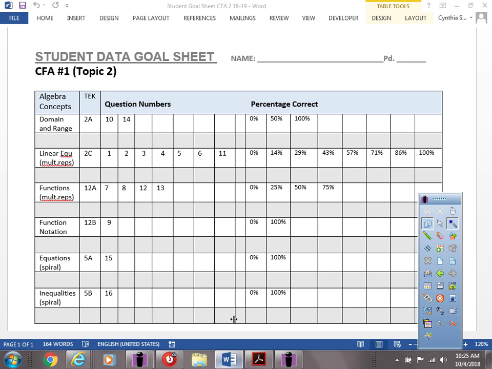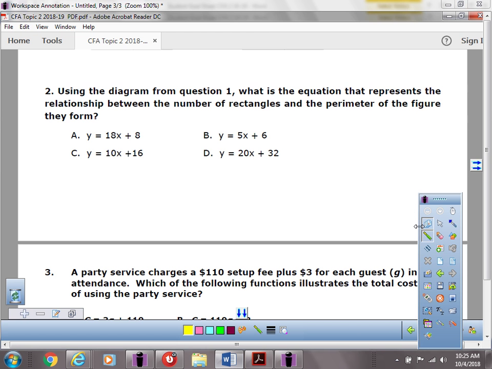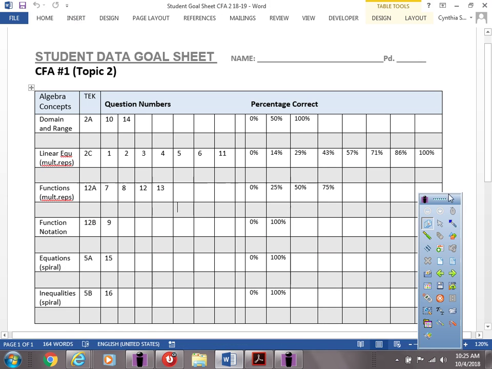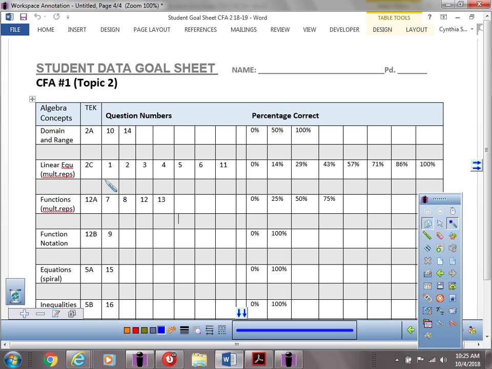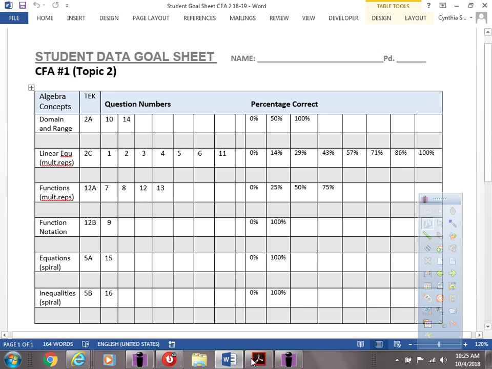Yes, on your data sheet, let's look for number 1. Right here. Number 1 is right there. What you can do is literally put a little check mark, and you're keeping track of what you got right and wrong. If you got it wrong, put a little X. Okay? So now let's go ahead and look at the second question.